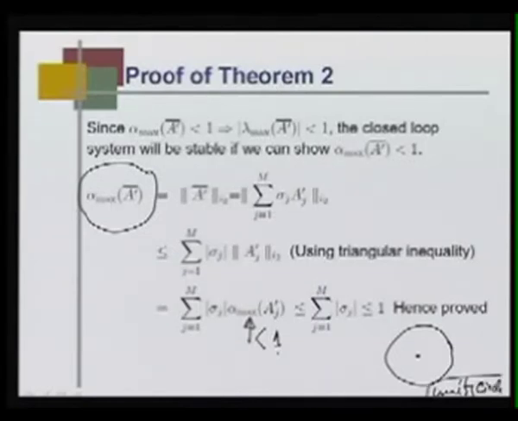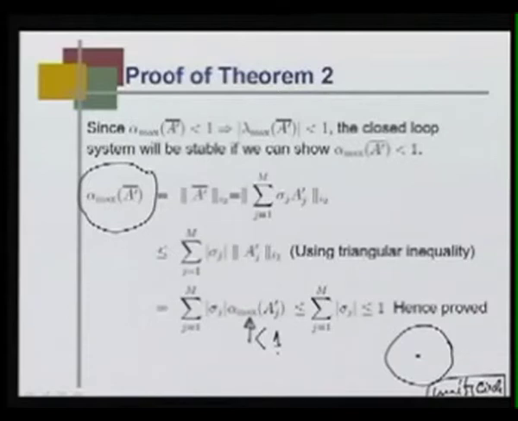So, what we said in this theorem is that if my individual subsystems in the closed loop form, A_z dash, have a maximum singular value less than 1, then the overall closed loop system matrix A bar also will have a singular value less than 1, implying that this system is stable.